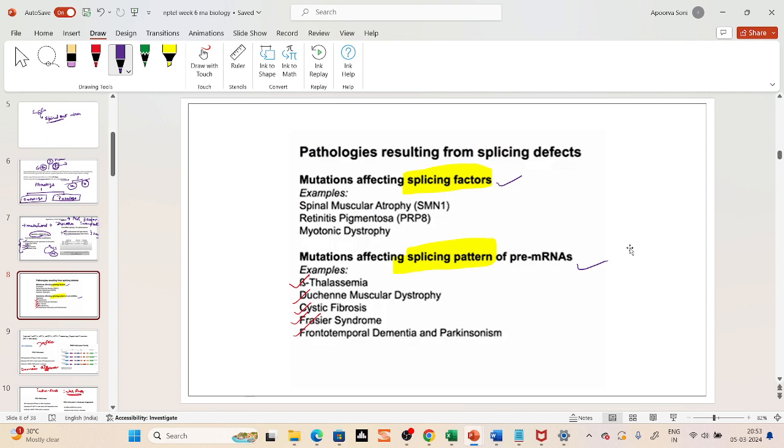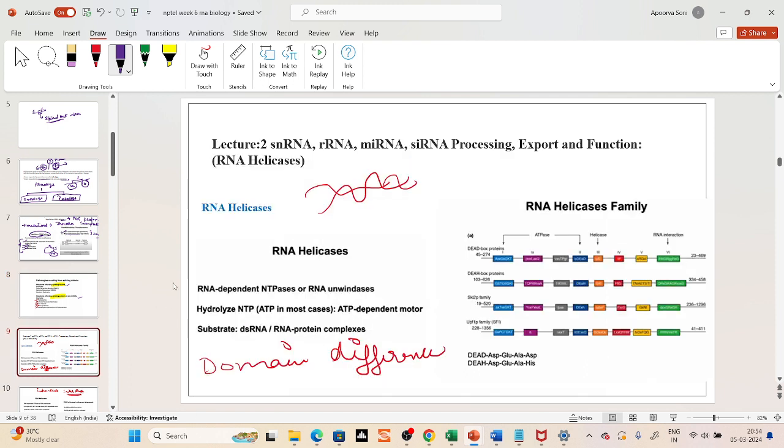same function. Then we have studied the abnormalities or pathological conditions that occur if there are any defects in splicing. Defects can be of two types. Either there are mutations in the splicing factors itself, or the pattern of the splicing is changed. So these are the different diseases that are caused. Then we switch to RNA helicases.